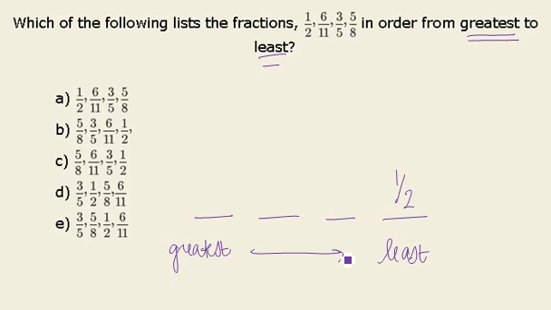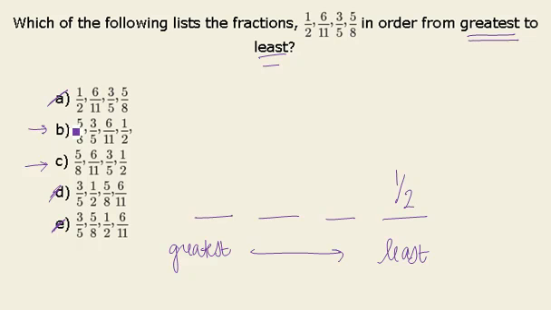Well, now I might check my options here and see which ones end in 1/2, since I know that has to be the smallest number. And the only 2 options that end in 1/2 are options B and C, which means I can eliminate A, D, and E. And that elimination is always very nice to work with.